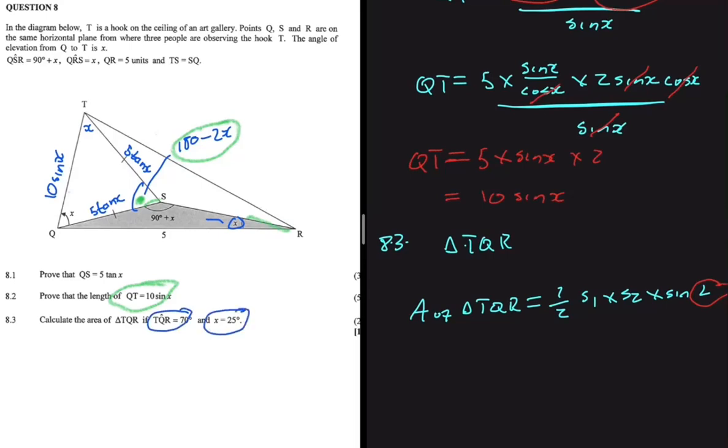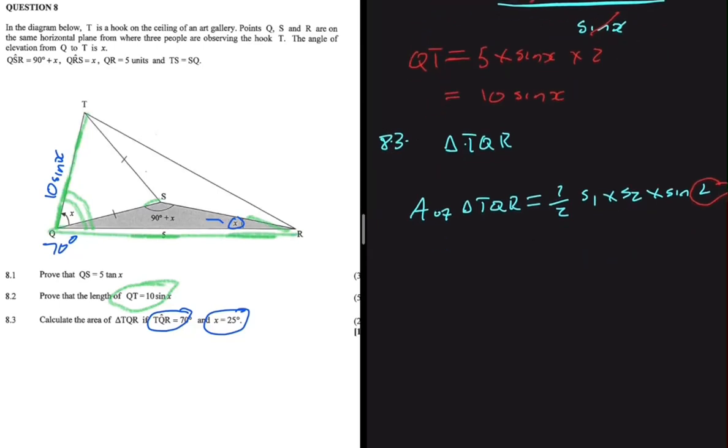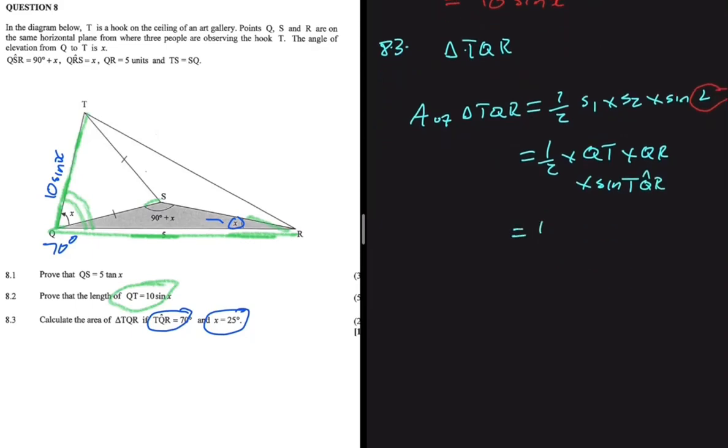So now let's pay our attention to our sketch. This angle here, TQR, they're saying that it is 70 degrees, right? In order to find the area of this triangle, we can use the two sides that sandwich that angle. Which two sides sandwich that angle? QT and QR. So we can say that the area of that triangle will be equal to a half multiplied by QT multiplied by QR and then multiplied by sine of TQR.